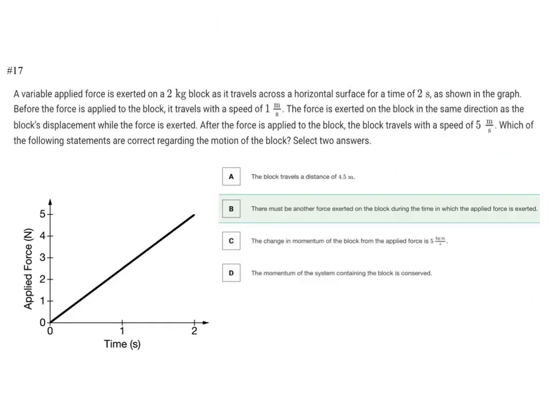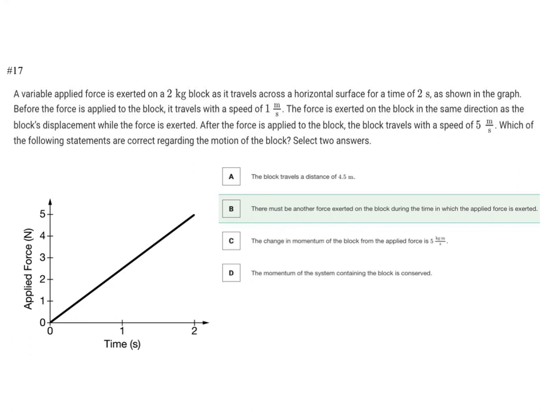A variable applied force is exerted on a 2 kg block as it travels across a horizontal surface for a time of 2 seconds as shown in the graph. Before the force is applied on the block, it travels at a speed of 1 meter per second. The force is exerted on the block in the same direction as the block's displacement while the force is exerted. After the force is applied to the block, the block travels at a speed of 5 meters per second. Which of the following statements are correct regarding the motion of the block? Select 2 answers.